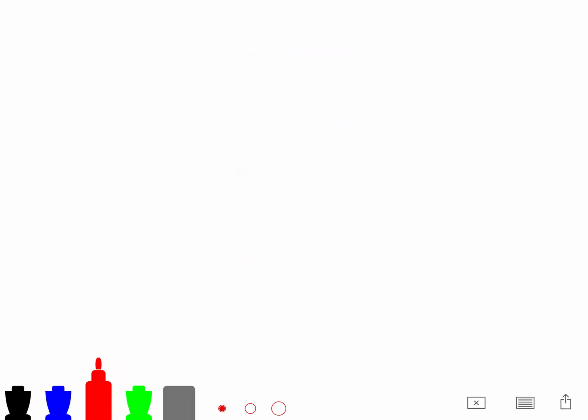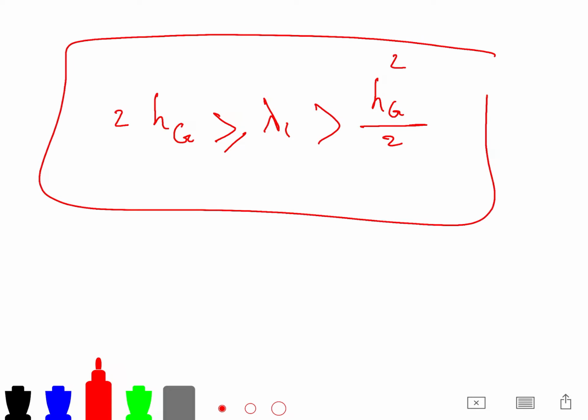If you combine the lower bound and upper bound, you will notice that lambda 1 is sandwiched between the Cheeger constant squared over 2 and 2 times the Cheeger constant. And this is the Cheeger inequality, which is very popular in machine learning, graph theory and computer science.